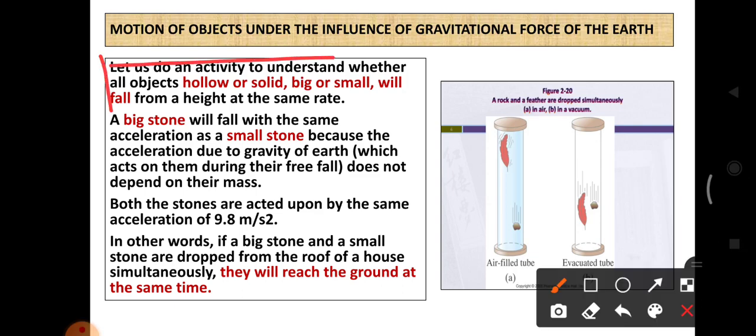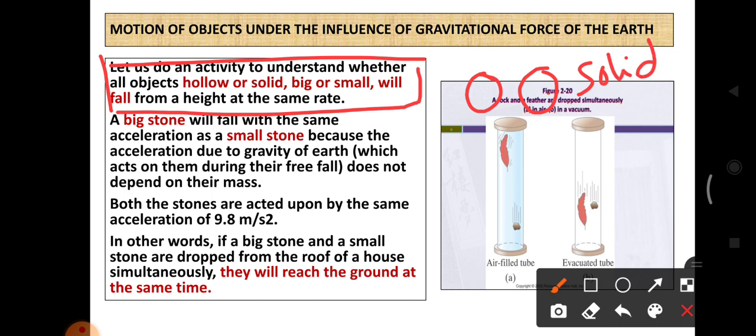This is a very important point. You know that hollow or solid. You have to take a hollow ball and a stone. Here the stone is solid and this is a hollow ball. When we drop these two objects from some height, you might think that the solid object reaches first and the hollow object reaches second.